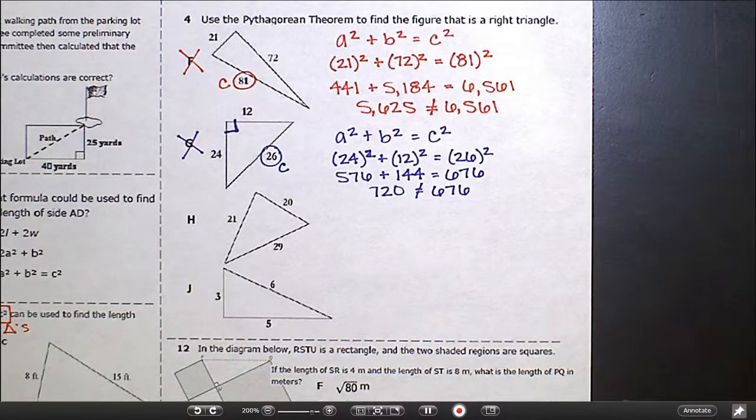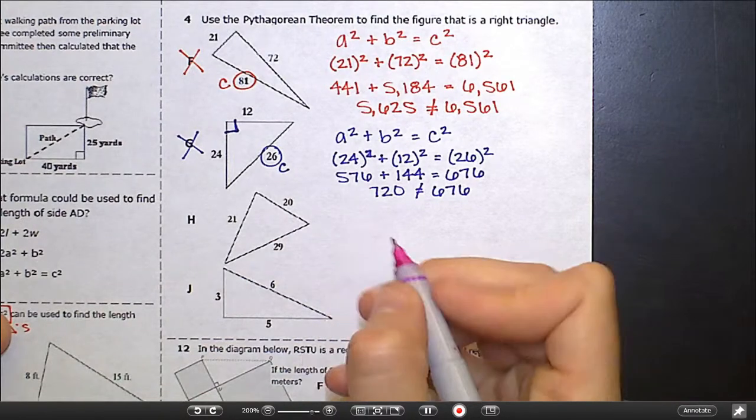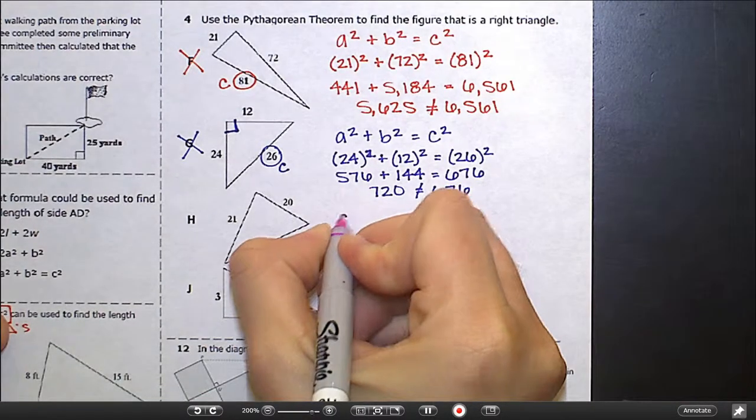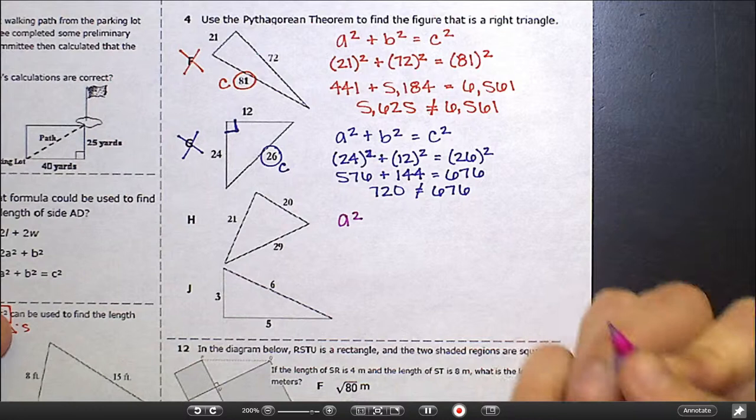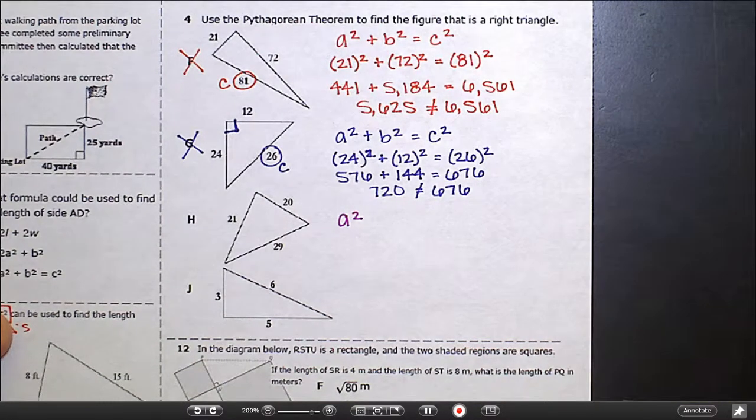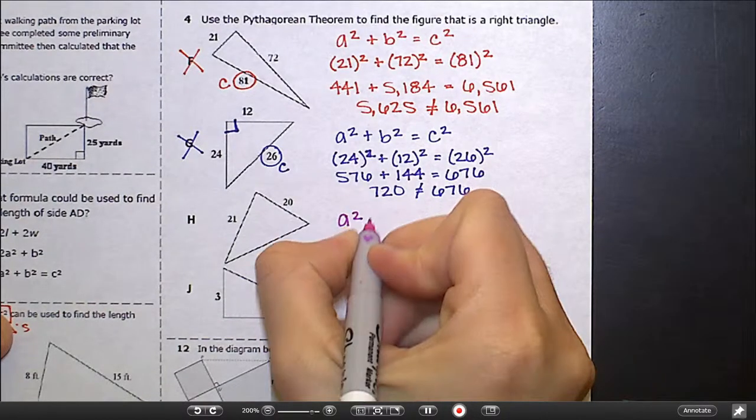Looking at H, let's do the same thing. So as I write it on my paper, I want you to go through the process on your own and just be checking. So I'm going to be quiet now and let you work simultaneously.